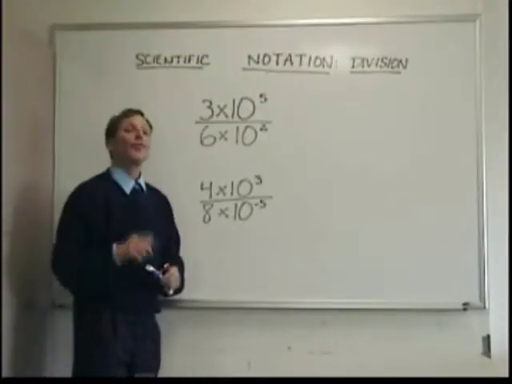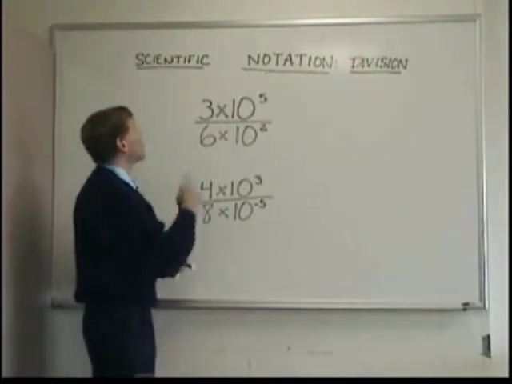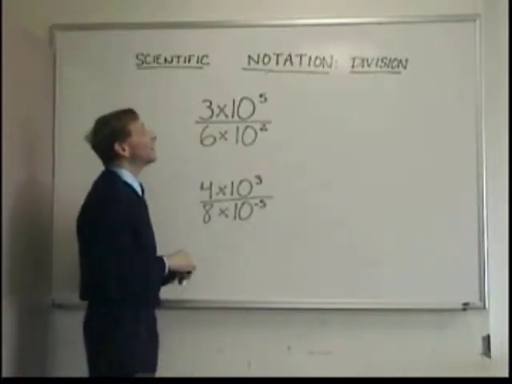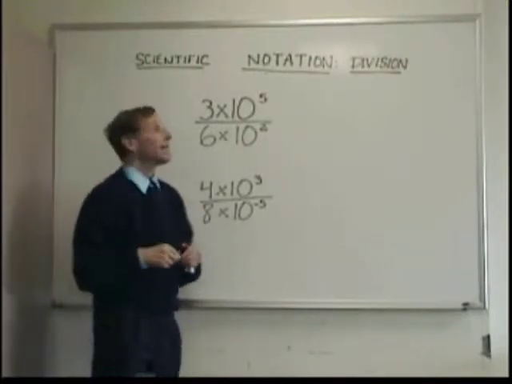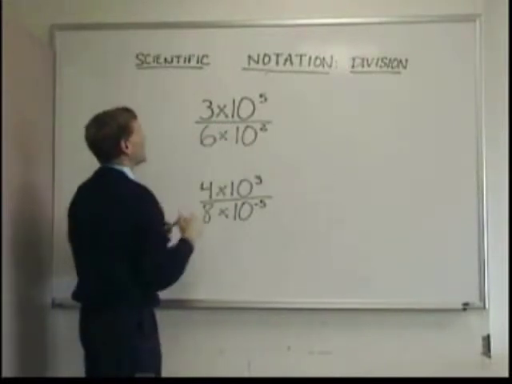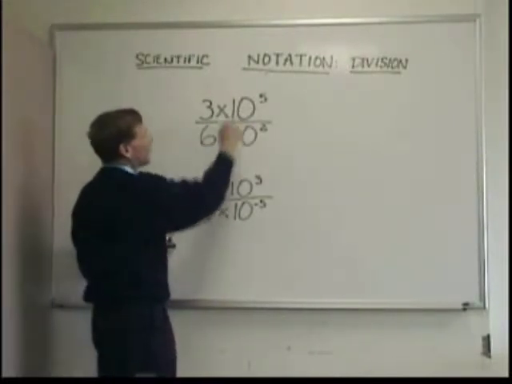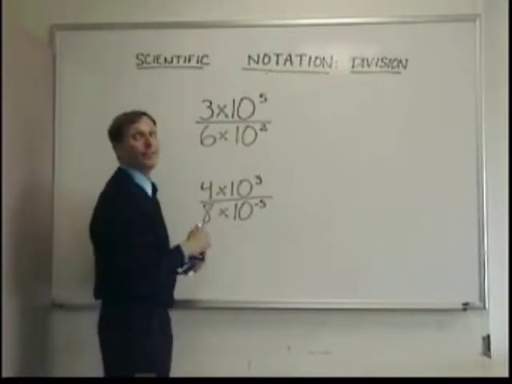Hi, Art Kurtz here for Easy Access Math, and today we are going to do scientific notation, specifically division in scientific notation. Now take a look here. I have two terms in scientific notation, 3 times 10 to the 5th over 6 times 10 to the 2nd, and I'm going to divide.